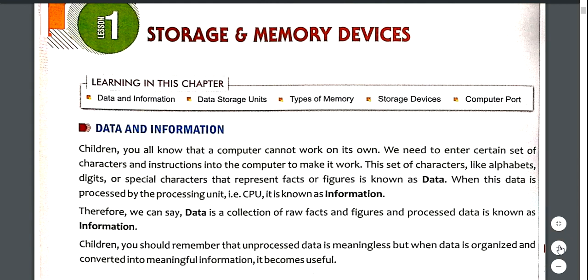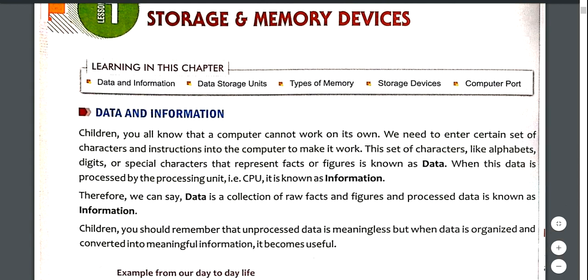And next is information. Information is when the data gets processed by the CPU. When the data is processed by the CPU, that is called information. So the CPU converts data into information. The CPU converts raw facts, raw information, into meaningful information. These things we will see through one example.